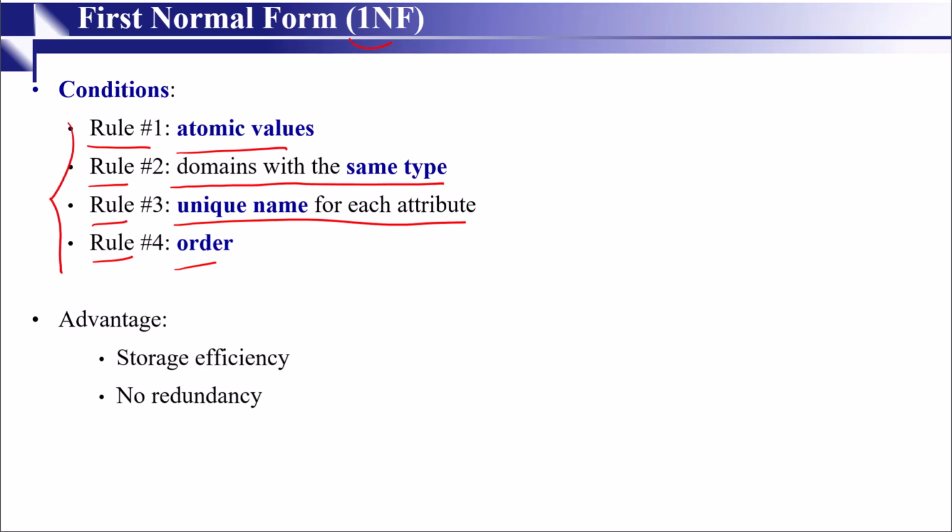Atomic values meaning indivisible. Then all attributes in a column are of the same type. Each column has a unique name and order of data doesn't matter. What is the advantage here? Storage efficiency and no redundancy.